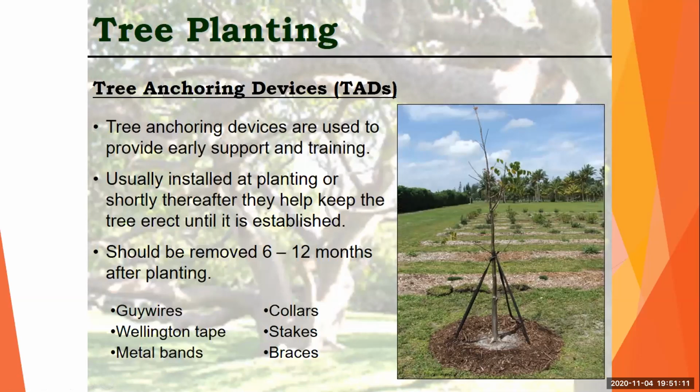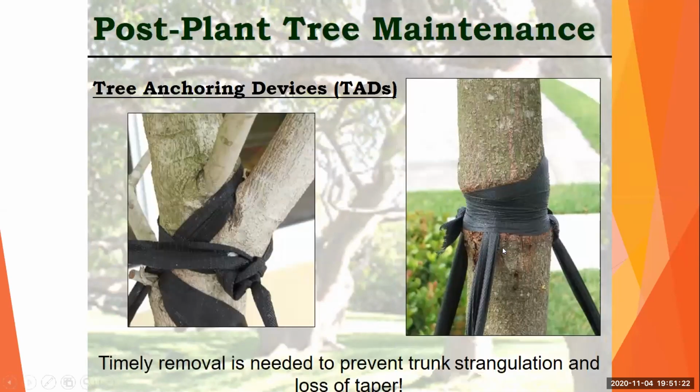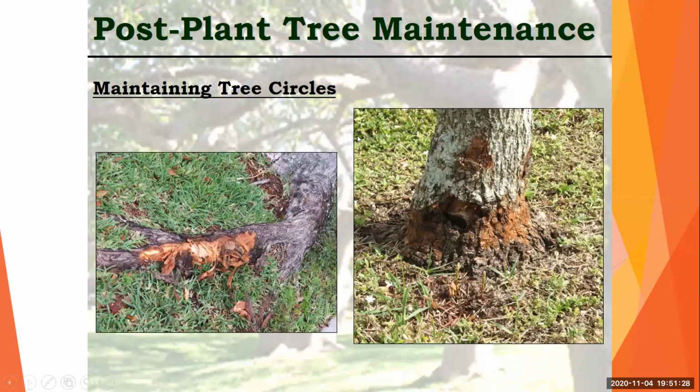All right, so there are plenty of systems. Wellington tape, collars, stakes, many systems. Okay. Again, more problems. Right, what happened here again? Mechanical damage. Yeah, maybe the mowers, weed eater, etc.